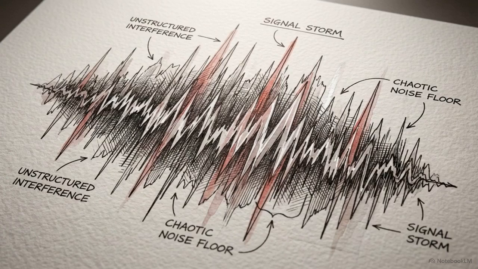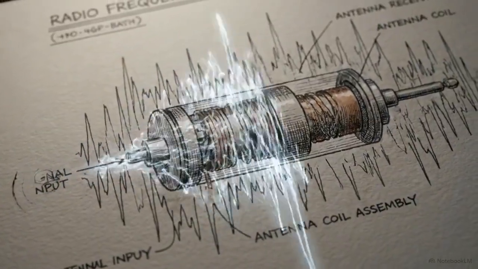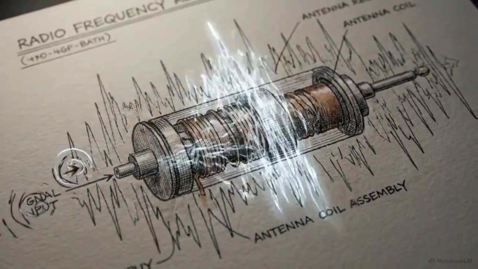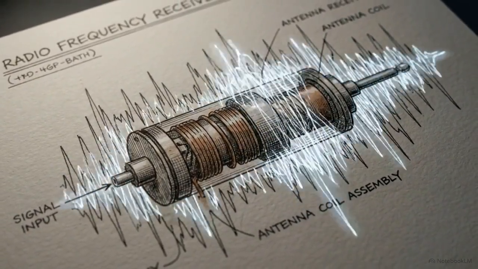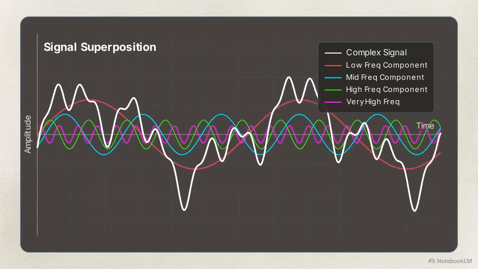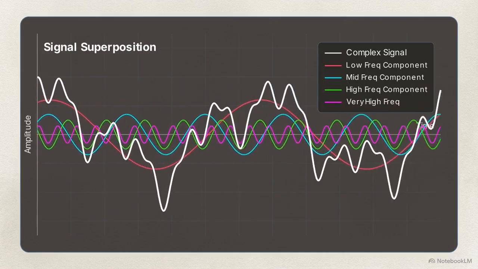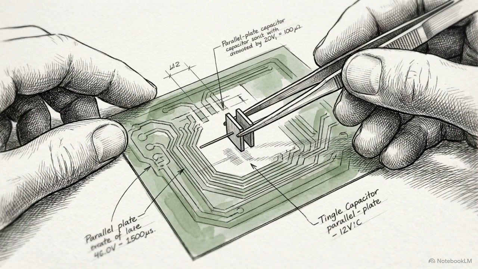The physical world produces a constant, chaotic storm of electromagnetic noise. When a sensor or antenna captures a signal, it doesn't receive a clean, singular wave. It picks up a messy, overlapping composite of countless different frequencies vibrating all at once. To make sense of that chaos, we use filters.